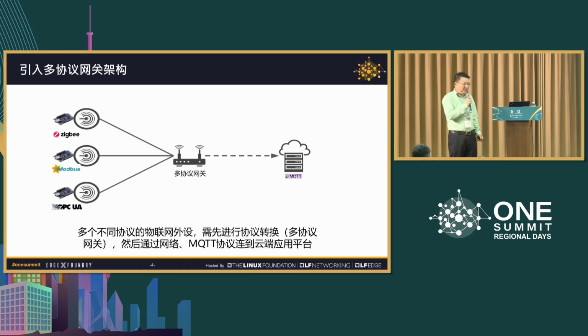But later on, when more and more IoT devices were introduced, MQTT was not the only choice. For example, for industrial verticals, ZigBee, Modbus, and OPC UA are very popular protocols. So on the left side there are different protocols, while on the right side it's still MQTT. To connect different IoT sensors and devices to the cloud compute platforms, we need a multi-protocol converter. In the middle, it's the multi-protocol gateway.